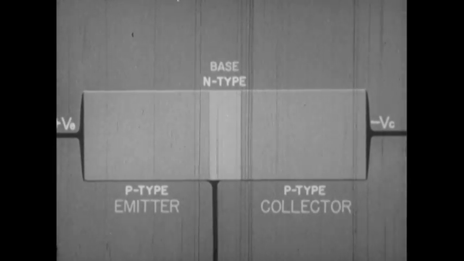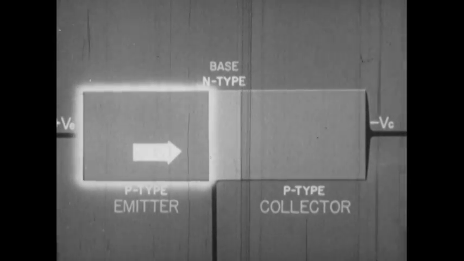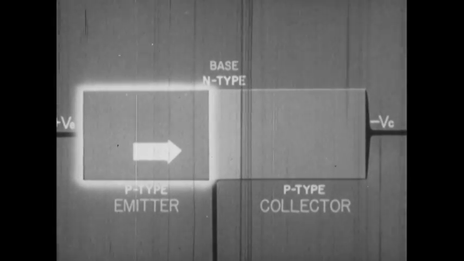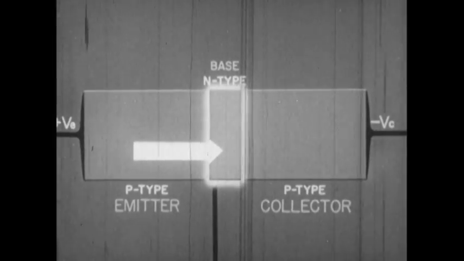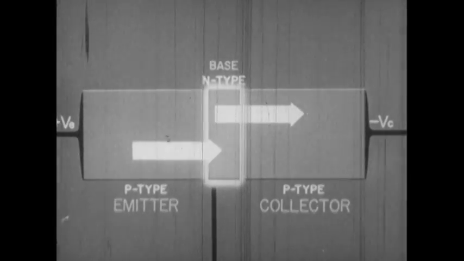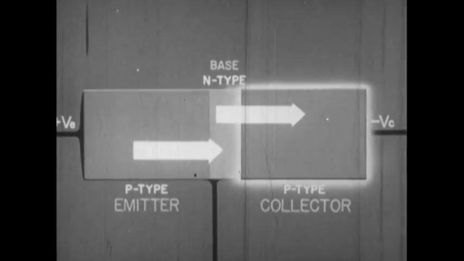In a junction transistor, the emitter, with forward voltage, injects carriers, holes in this case, into the base. Then the holes travel to the reverse biased collector, where they become the collector current.